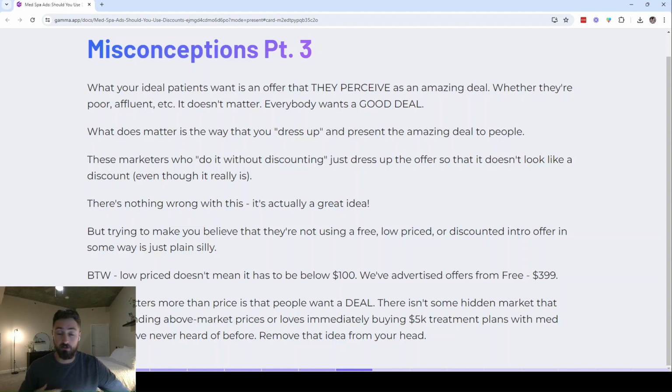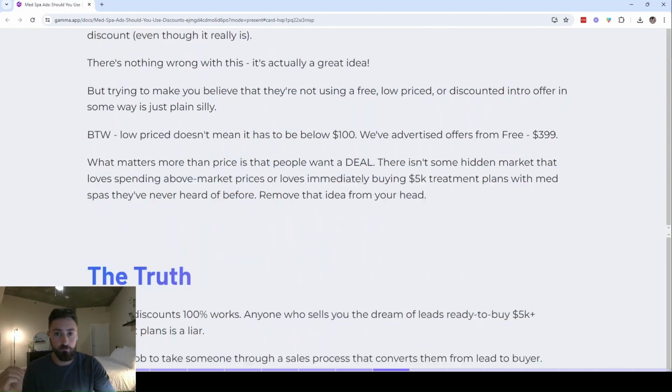I've advertised offers all the way from free all the way up until $399, right? So low ticket can be pretty subjective. But what does matter more than price is that people want a deal, right? There isn't some hidden market that loves spending above market prices or loves immediately buying $5,000 treatment plans with companies that they've never heard of before, right? I need you to just simply remove that idea from your head.